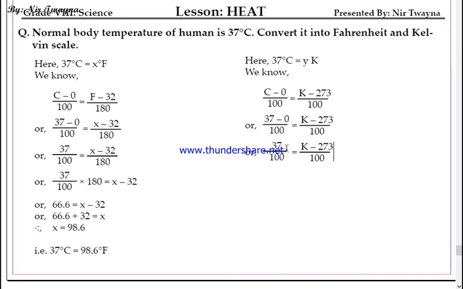So by cross multiplying 100 to the other side, we get 37 by 100 multiplied by 100 is equal to k minus 273, isn't it? Now 37 divided by 100 into 100 gives you 37 itself. So you have 37 equals k minus 273. Once again, instead of k, what can we write? Y. Yes, I almost forgot that.